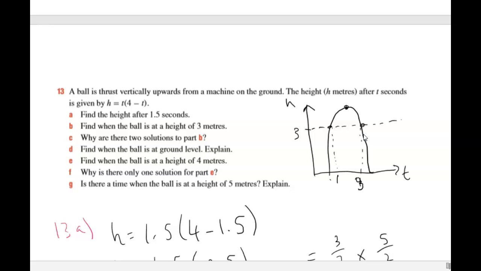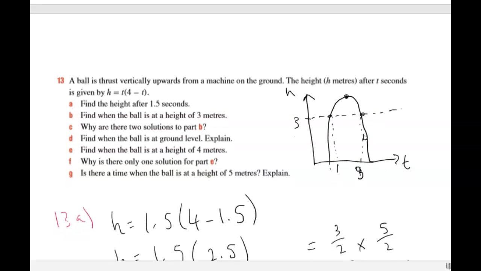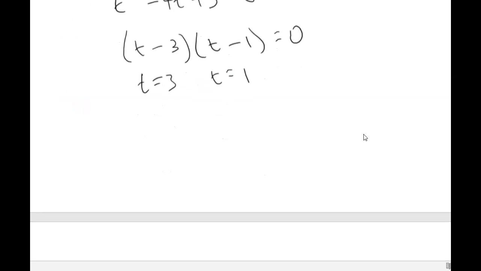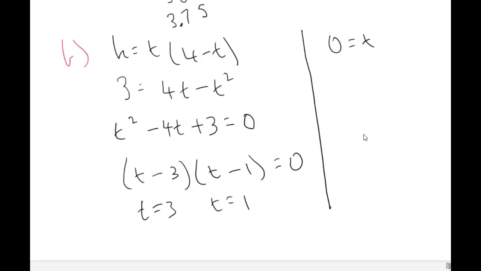So at ground level is at h equals 0. I don't know what it wants you to explain. Maybe that it's when h equals 0. So let's let h equal 0. I might do that over here just because I'm running out of room on the page. So we've got 0 equals t, 4 minus t. Now I thought I could skip a bit, but not really. And then we're just solving for t.